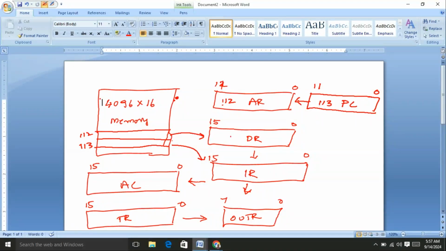After that, these instructions are sent to the processing register accumulator. If there are any temporary results, those are stored in the temporary register. Otherwise, those are sent to the output register. Suppose we send the information from the keyboard, those are stored in the input register.